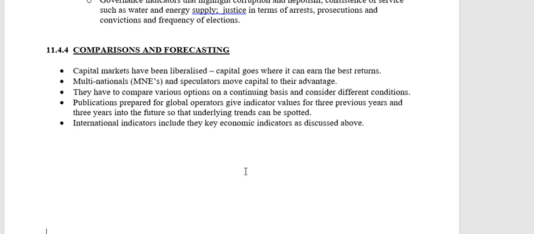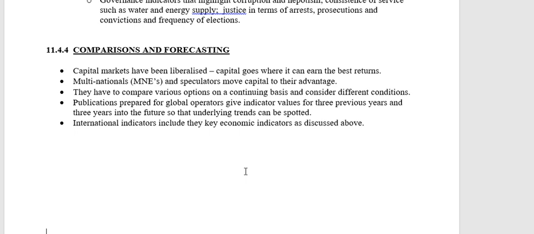All right, so multinationals and speculators, investors, will move their capital to their advantage. They are basically going to compare different options all the time. Okay, once I've made an investment, I'm also free to withdraw my investment and go and invest my money somewhere else. So we, as investors, look at the different conditions that are prevalent in different countries. They look at the economic and social, but mostly focus for investments on economic indicators to consider which investment option is best.